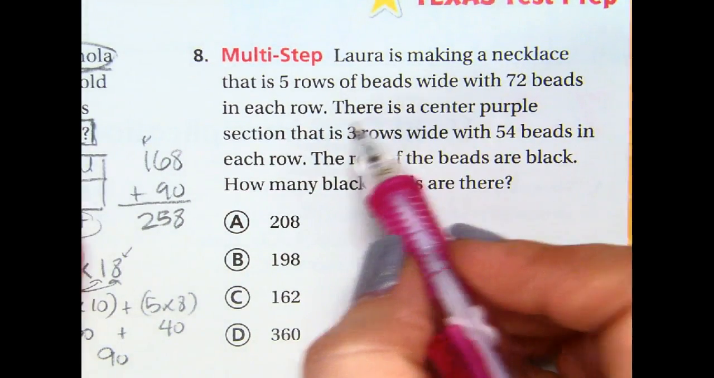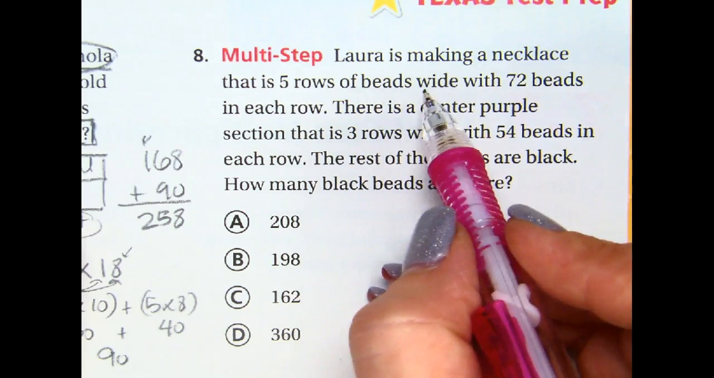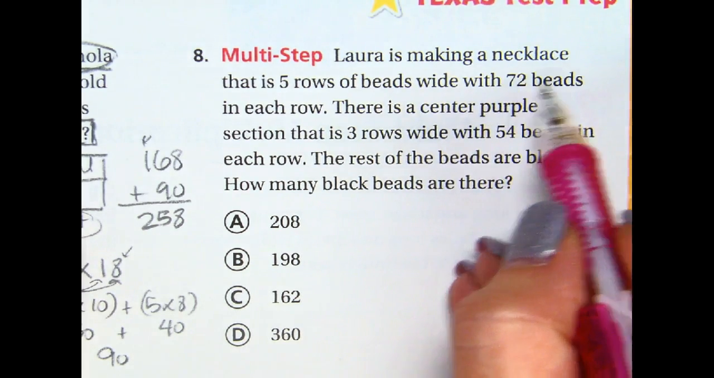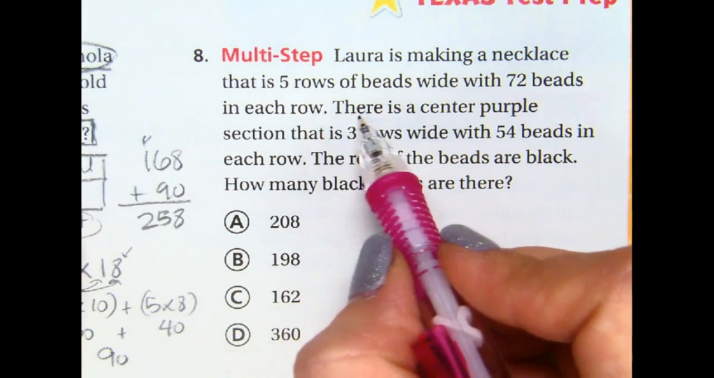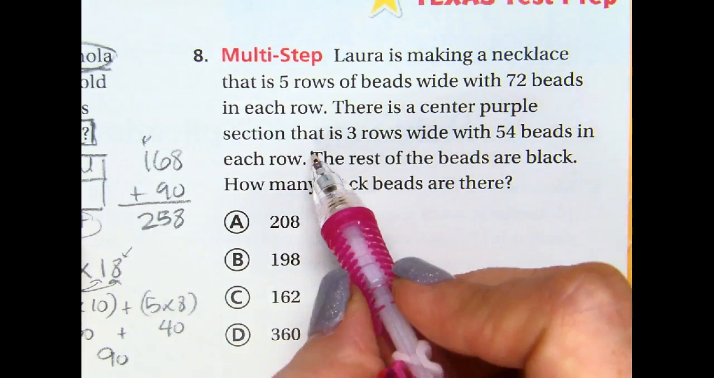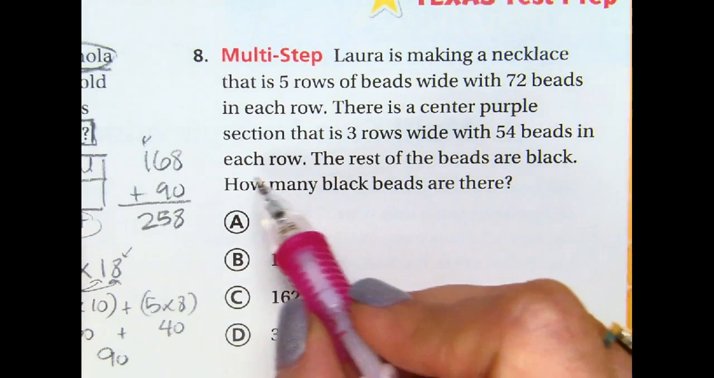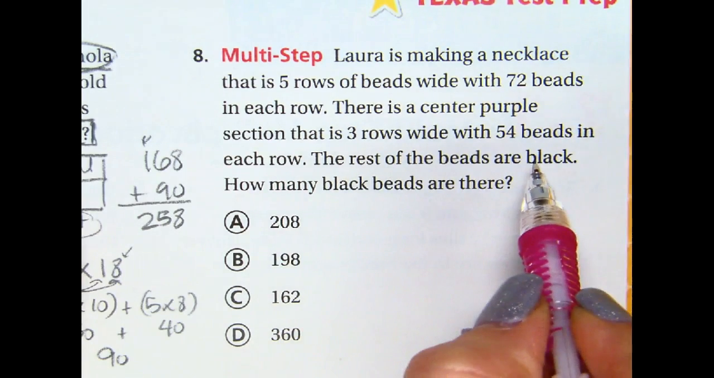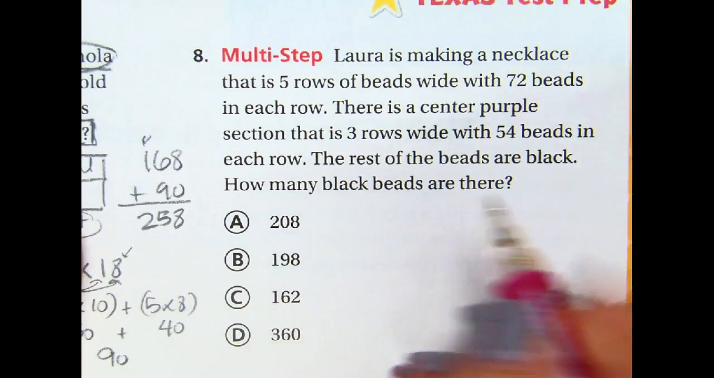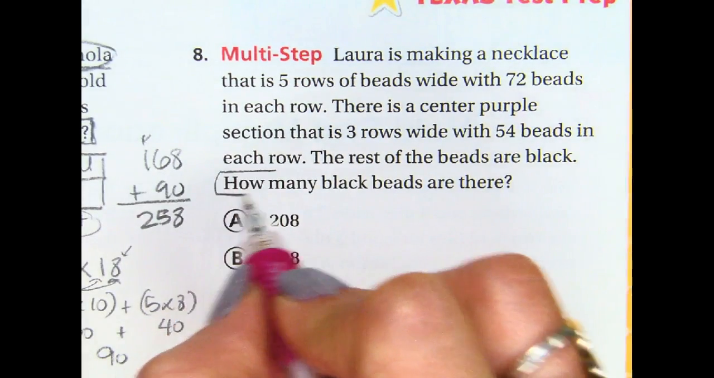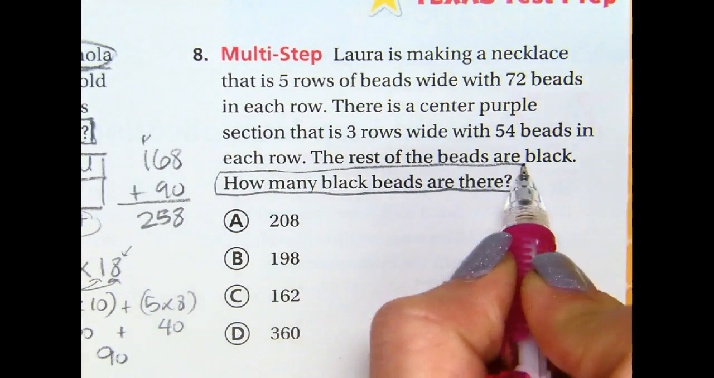Laura is making a necklace that is 5 rows of beads wide with 72 beads in each row. There is a center purple section that is 3 rows wide with 54 beads in each row. The rest of the beads are black. How many black beads are there? So what we're focused on is finding out how many black beads there are.